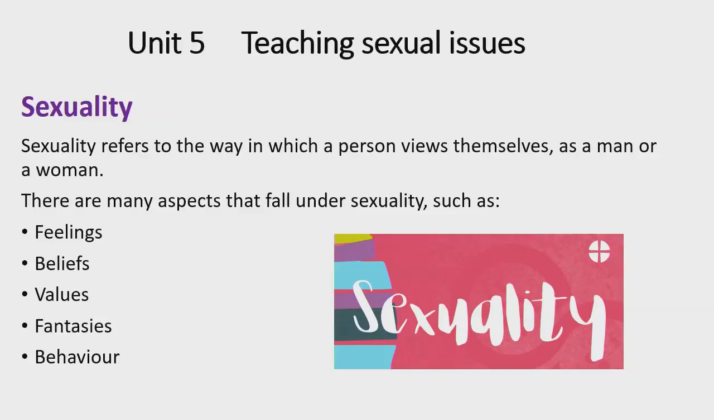Unit 5, the last unit. When we look at this unit, it is about teaching sexual issues, and then in general, what is sexuality? So it refers to the way in which a person views themselves as a man or a woman. There are many aspects that fall under sexuality, such as feelings, beliefs, values, fantasies, and behavior.